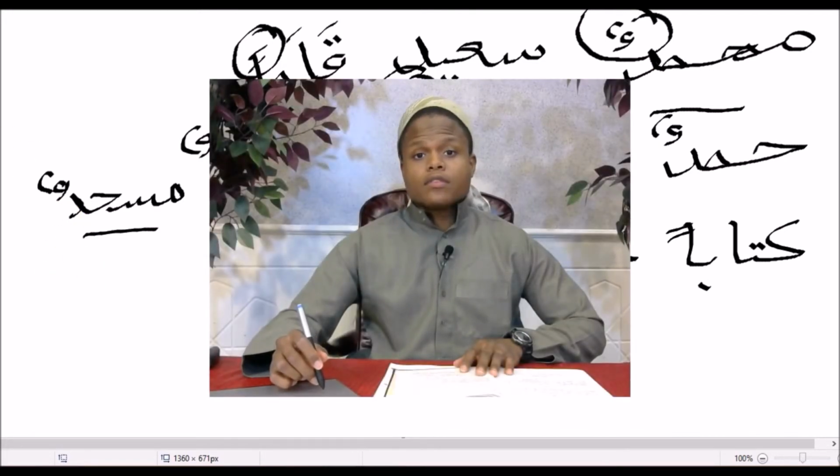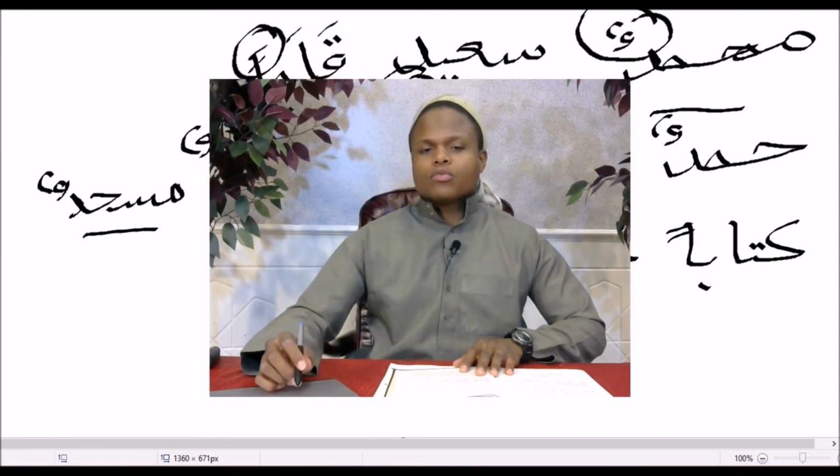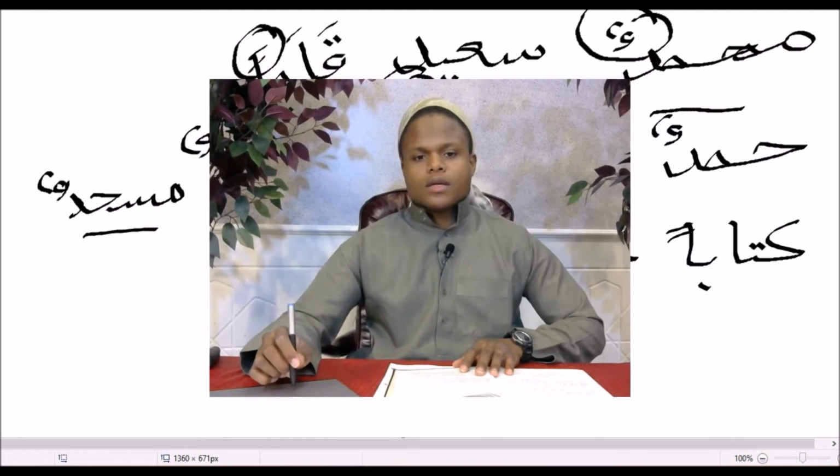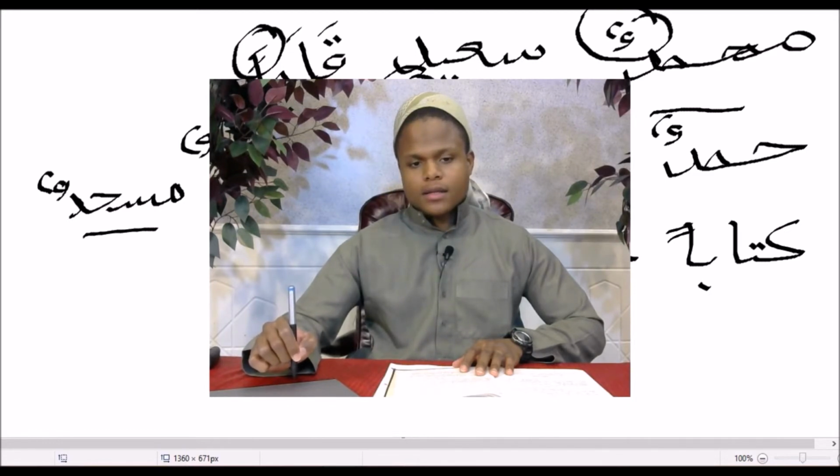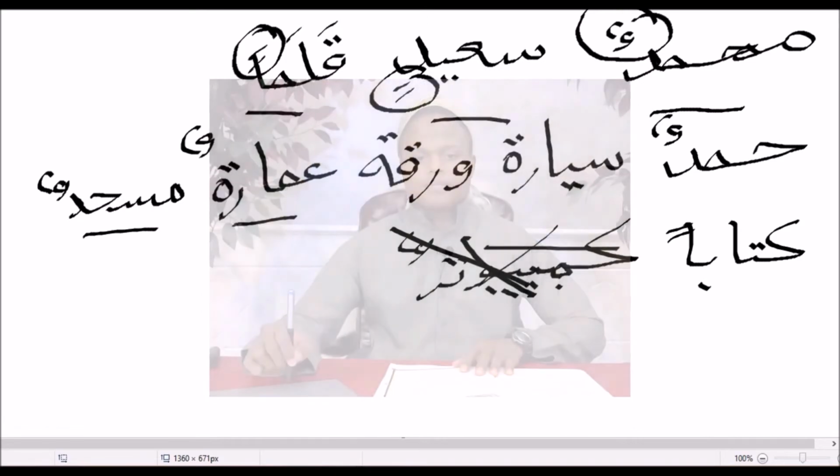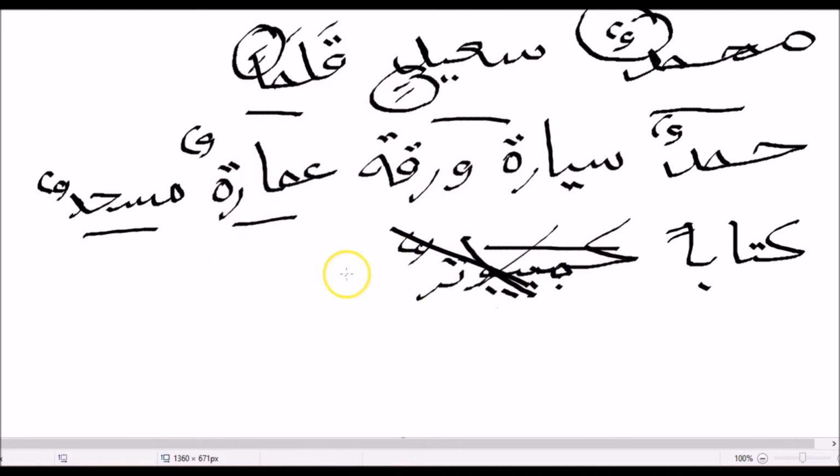Thus far, we have khafd, that's kha, fa, dad, as well as tanween. Fal ismu yu'rafu bil khafd wa tanween. So we have two out of four. We're halfway done with the signs by which the ism is recognized. Let's go on to the next one.